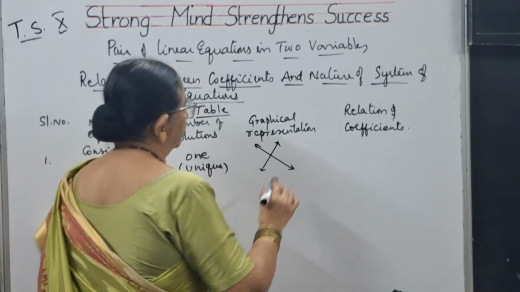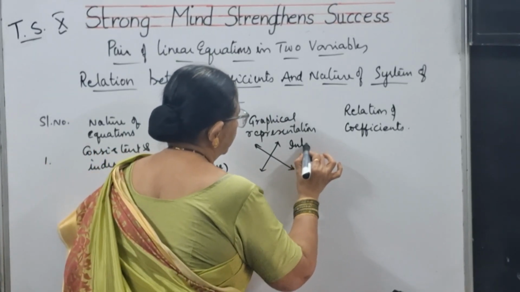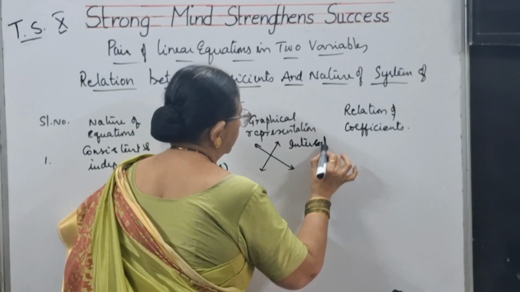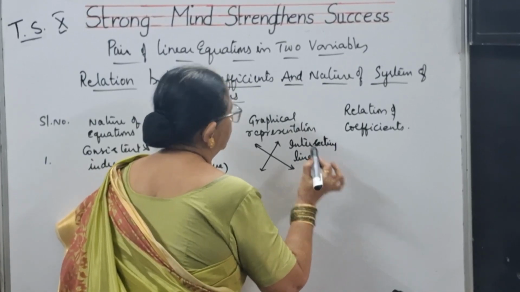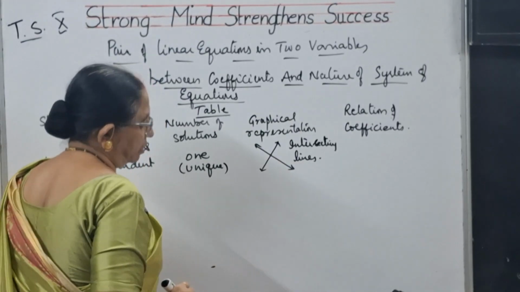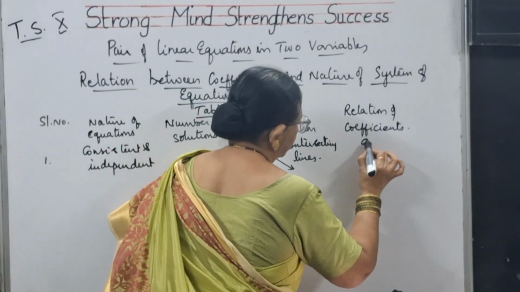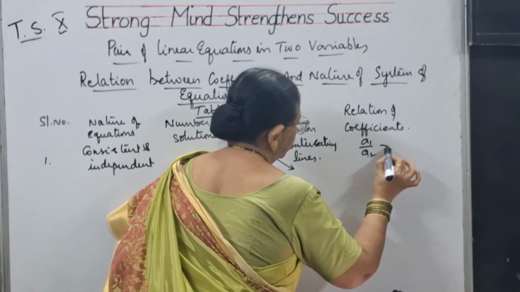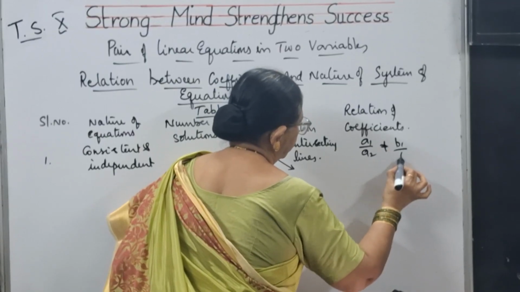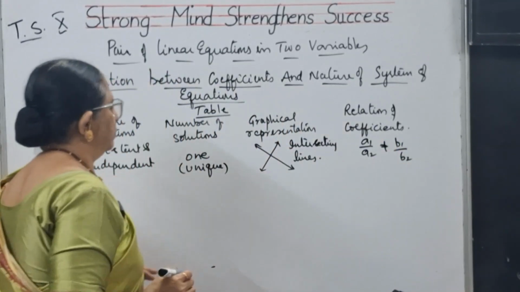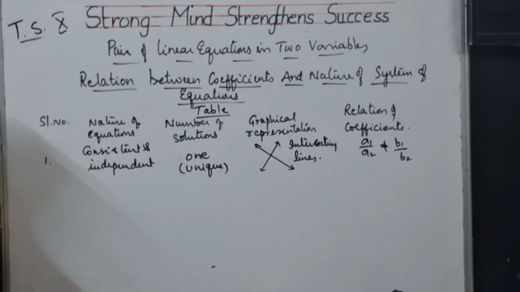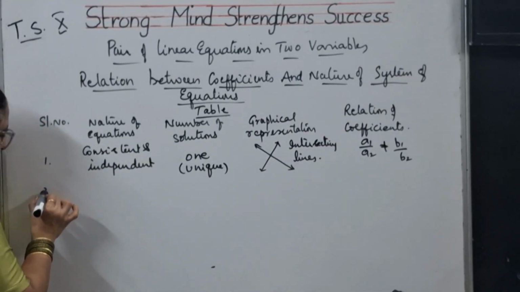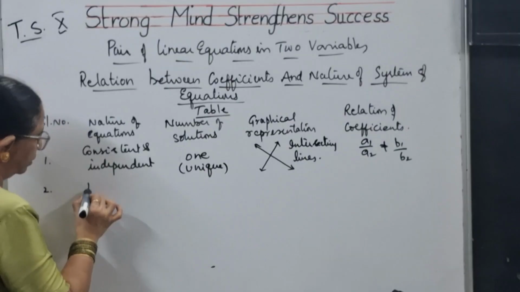And relation, these are called as intersecting lines. You will be getting intersecting lines. A relation between the coefficients A1 by A2 is not equal to B1 by B2. So this is about the first one. Whatever I have explained earlier, everything I made it in the form of a table, children. Next one.